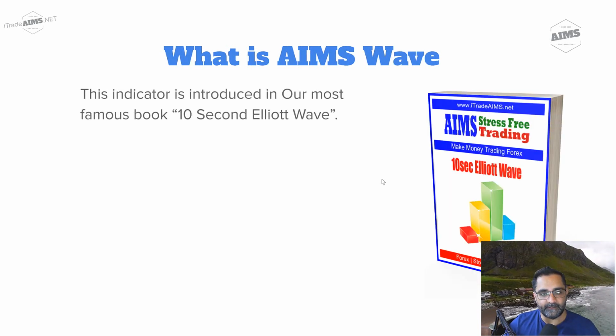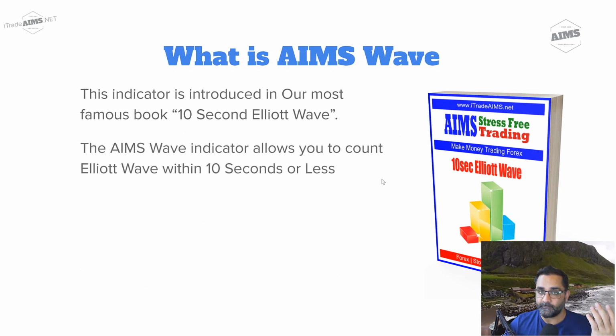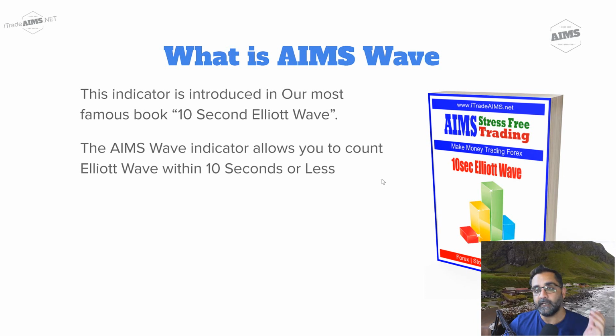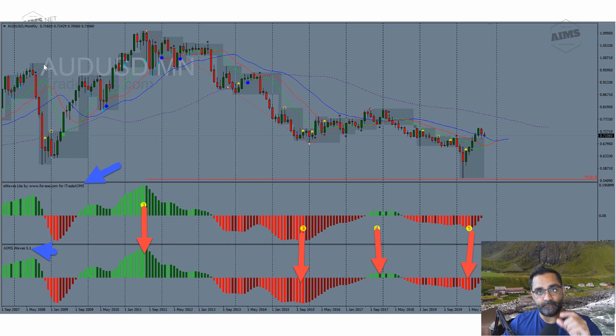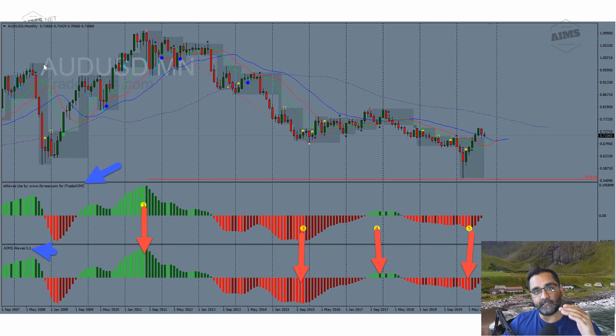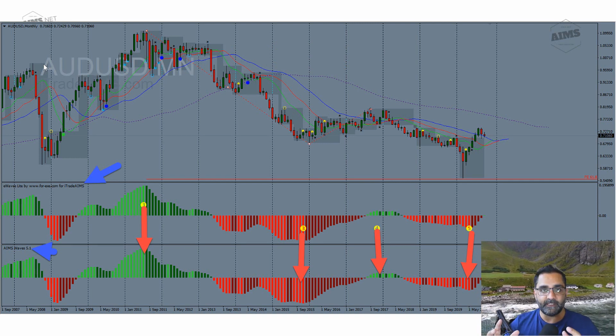What is AIMS wave then? This indicator is introduced in our famous book, the 10-Second Elliott Wave. Again, download it quickly, it's free, and you will also get access to a 3-part video tutorial. The AIMS wave indicator allows you to count Elliott waves using the histogram, and the histogram displays waves 3, 4, and 5.